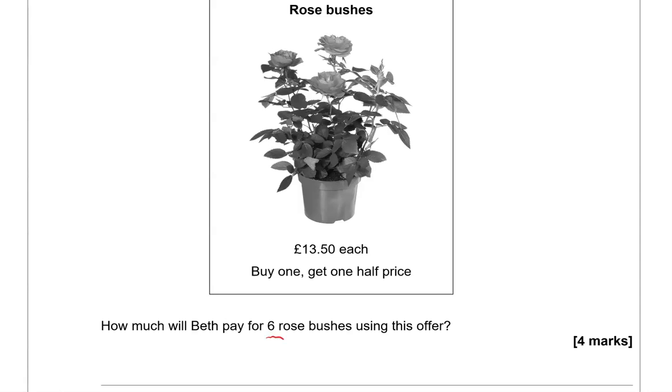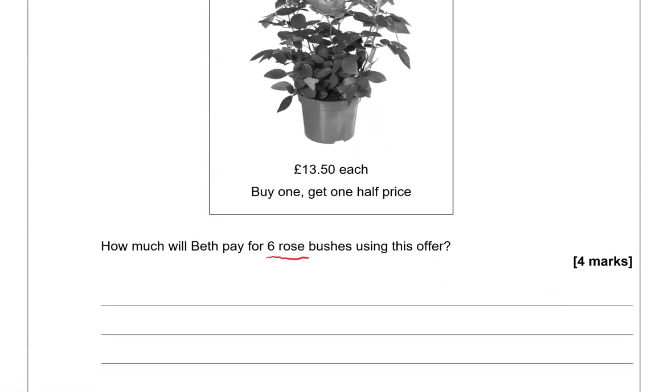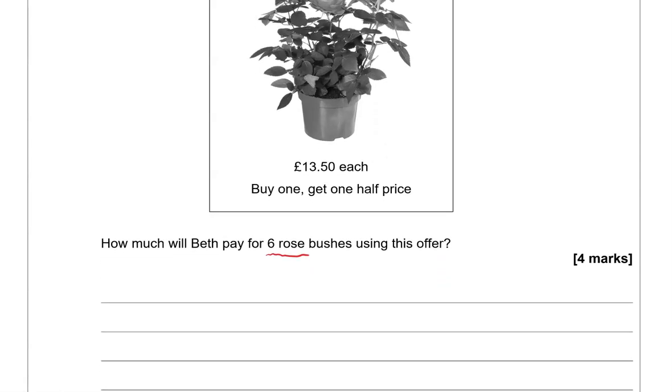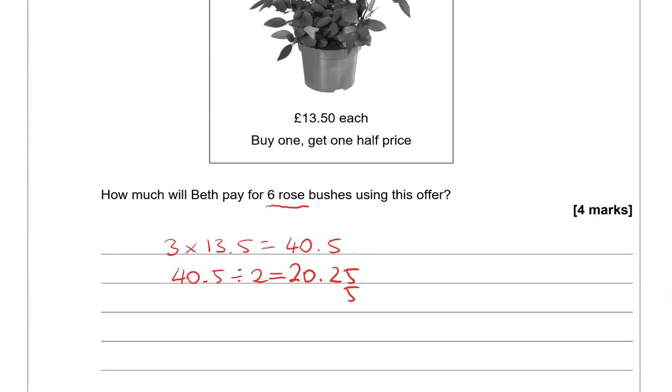As she's buying 6 of them, she will get 3 of them at full price and another 3 at half the price. So we'll do 3 times 13.5, which is 40.5. And then the other 3 will be at half this price. So 40.5 divided by 2 gives us 20.25.